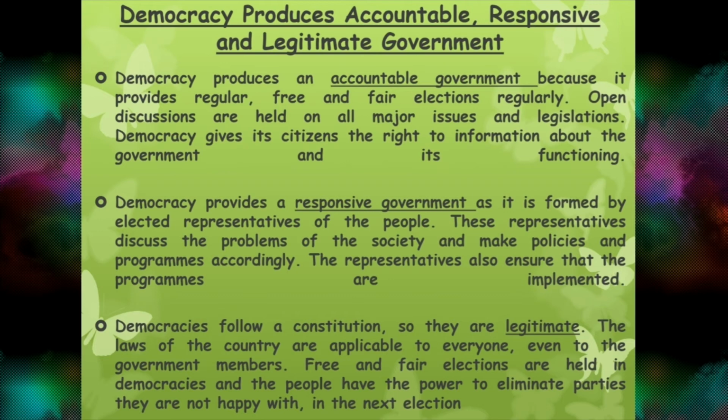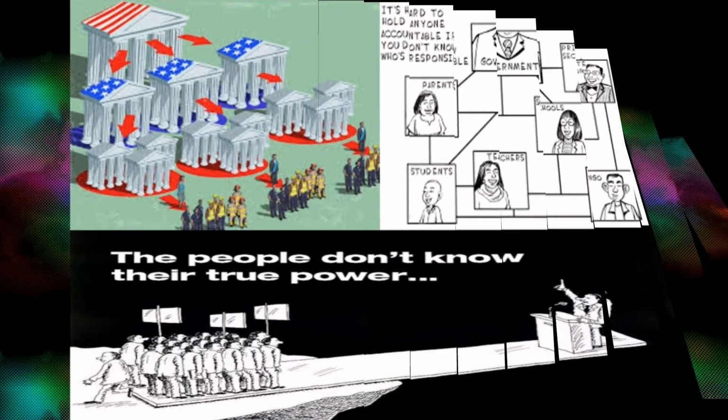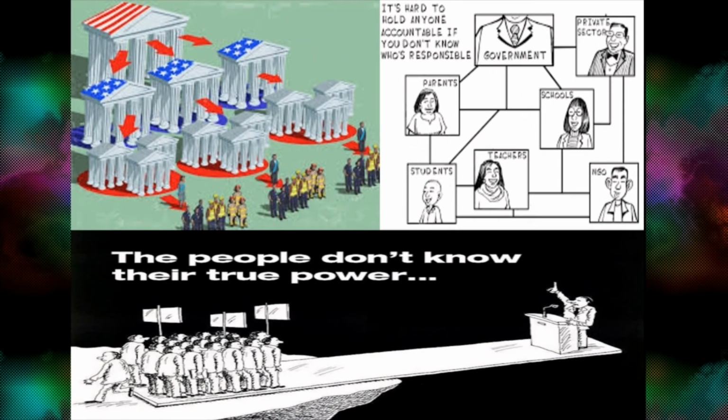Free and fair elections are held in democracies and the people have the power to eliminate parties they are not happy with. If the people are not happy with the elected representatives, they have the complete authorization to dismantle or eliminate the current party in the next election, right? So here power is given to the public. So a democratic government is a legally chosen government where people have got the fullest power.